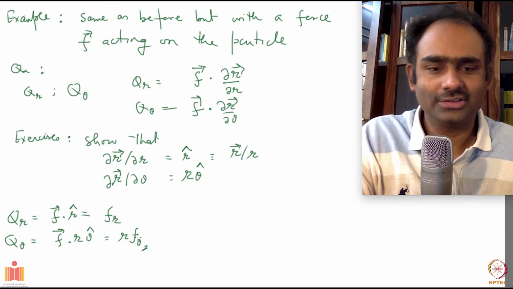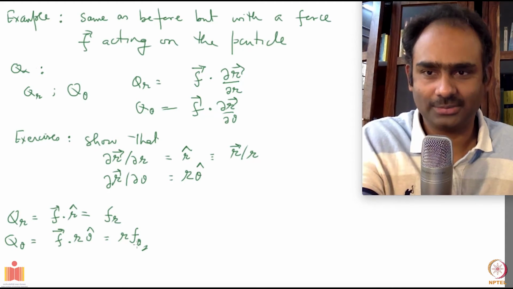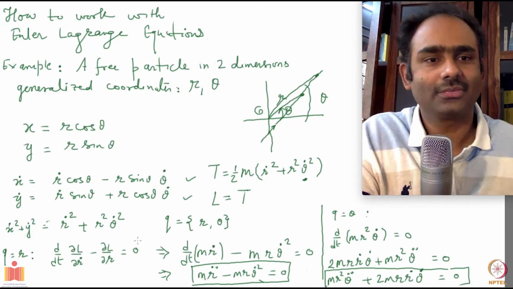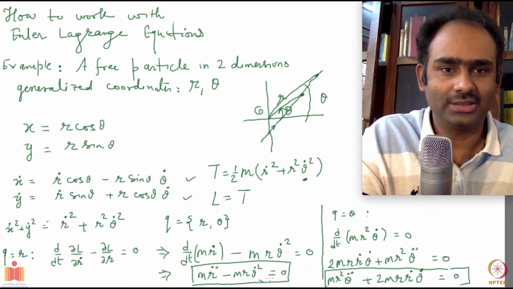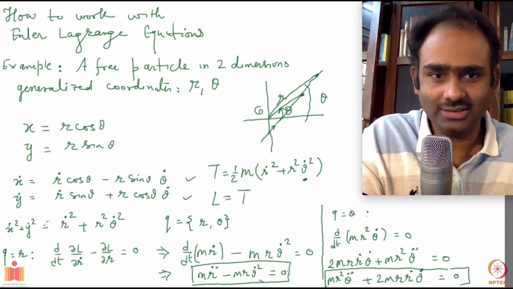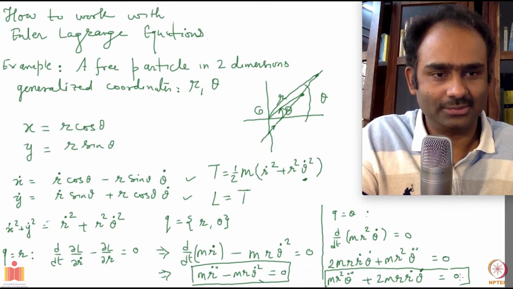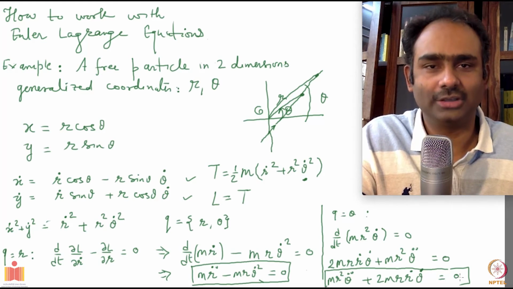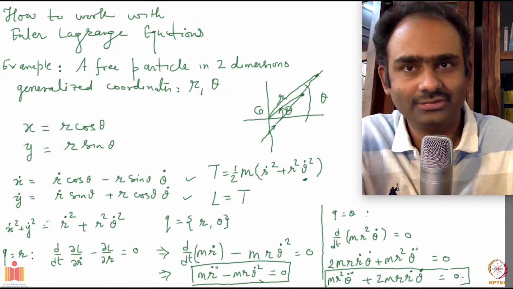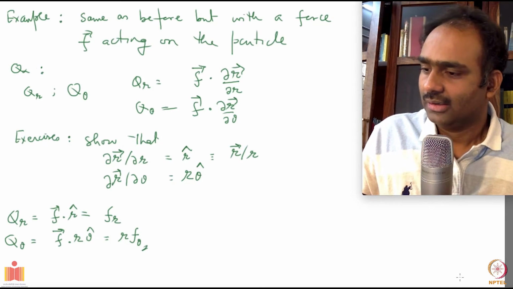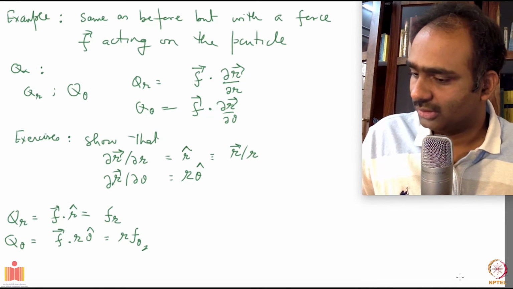So your equations of motion in this case would become, you'll just substitute QR and Q theta in here. So I'll put here QR, which is FR, and here I'll put Q theta, which is R times F theta, which is the torque. Those will be your equations of motion when you have forces present and you are using not the Cartesian coordinates but polar coordinates.